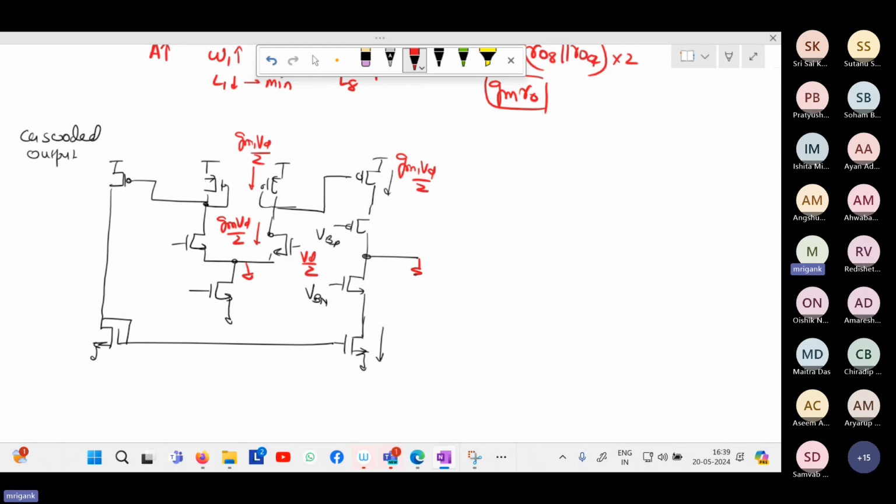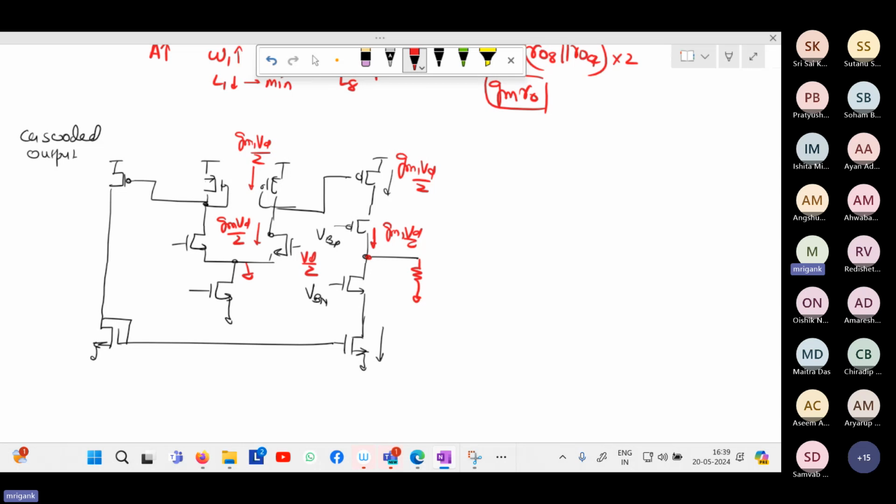Earlier, I had put a small impedance over here. Overall impedance over here was how much? ro1 parallel ro2. In this case, what is the impedance at this node? Because whatever small signal current comes here, this is in series. So the same small signal current will come here. This one also will be gm1 Vd by 2, because a series connected MOSFET will pass the same small signal current. So putting this transistor in series will not affect the small signal current. It will have the same small signal current flowing.